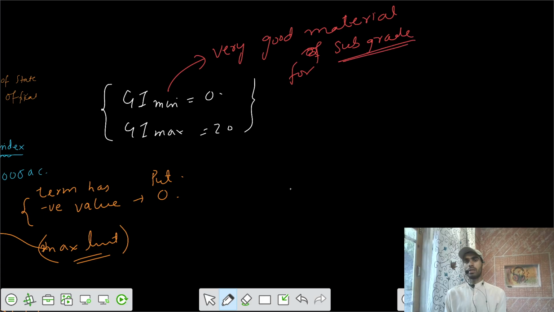So subgrade is the layer for your pavement road. Okay, very good material for the subgrade. And if the value is 20, we say that the material is poor.